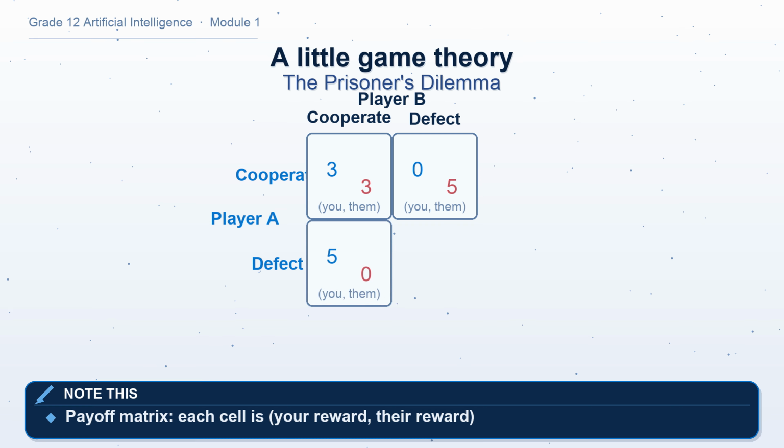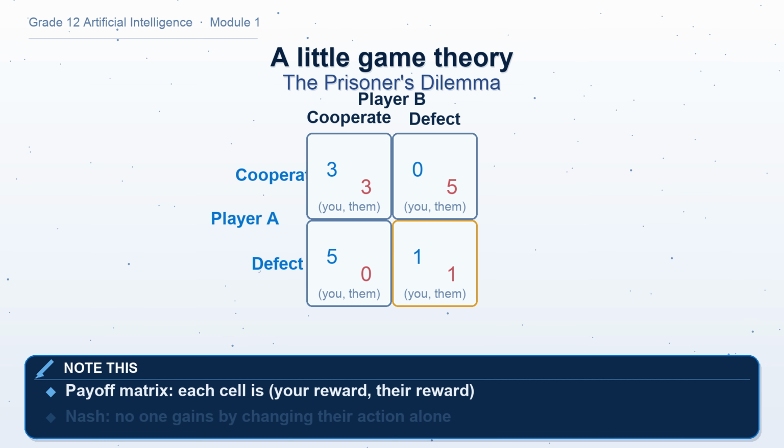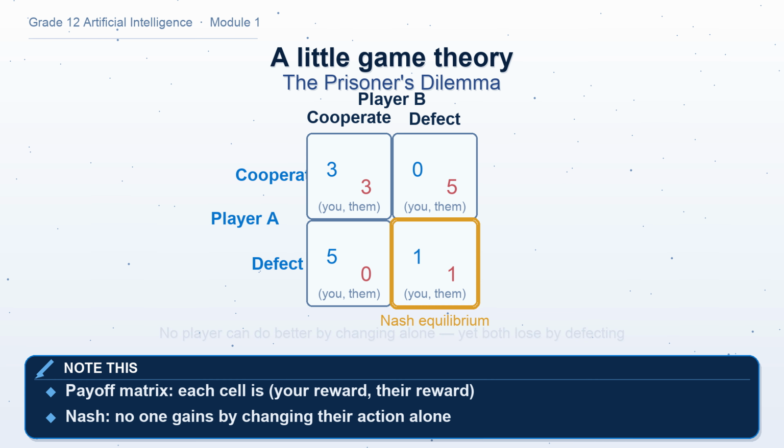Now think like a player. Whatever the other does, defecting earns you more. So both defect and both end up with 1. That outcome is a Nash equilibrium, a choice of actions where no player can do better by changing their own action alone. The lesson is sharp. Individually rational choices can lead everyone to a worse result than cooperation would.